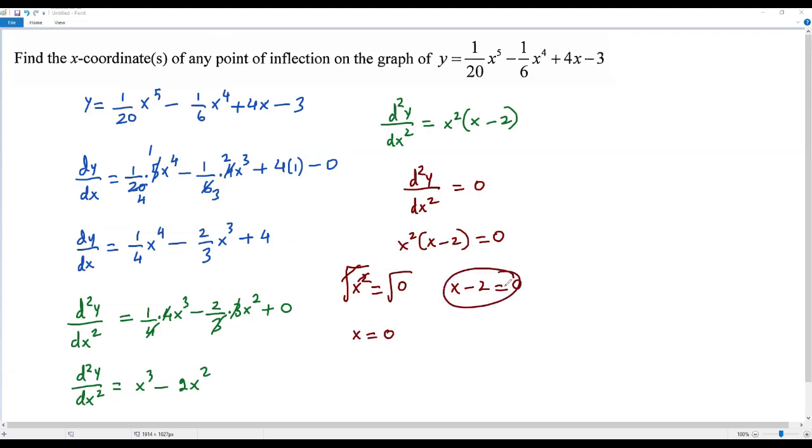Now to solve for x in this equation, I have to add 2 to both sides. When I do so, this negative 2 and positive 2 will cancel out. I'm getting x equals 2.